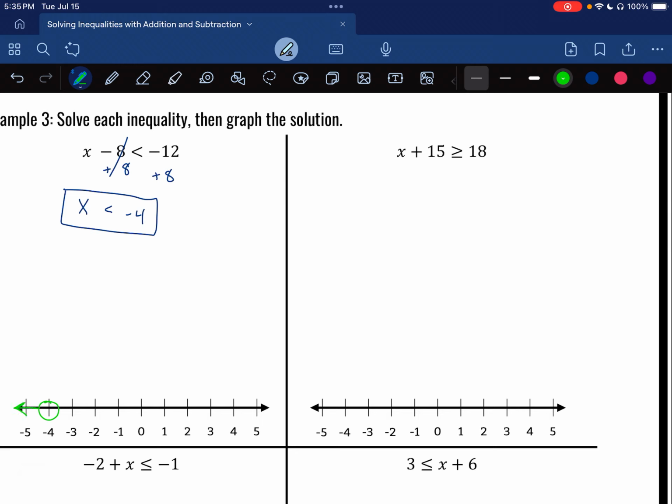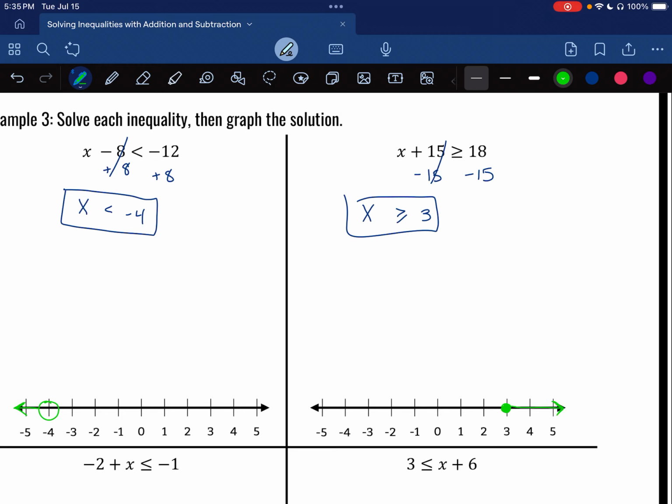Over here, we're adding 15, so we need to undo that by subtracting 15, and now I've got x is greater than or equal to 3. And then we are going to put a closed circle here at 3 because we are including 3 since we have that equal to symbol. And then we want anything bigger than that as well.